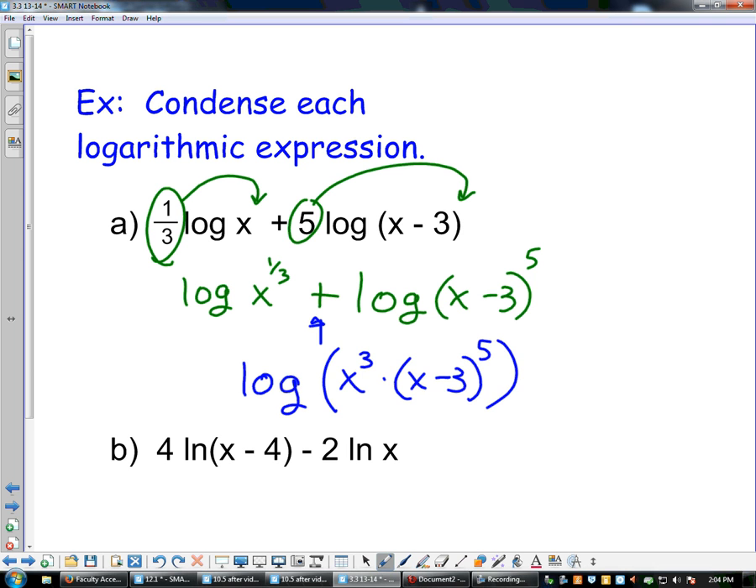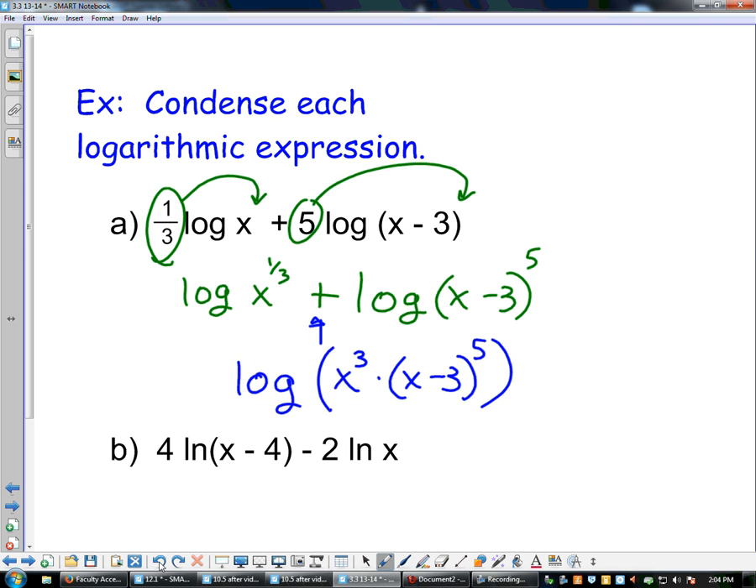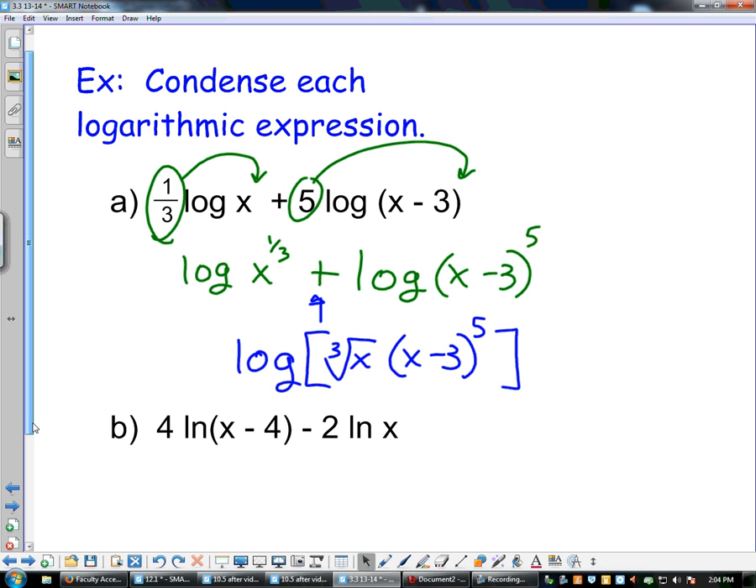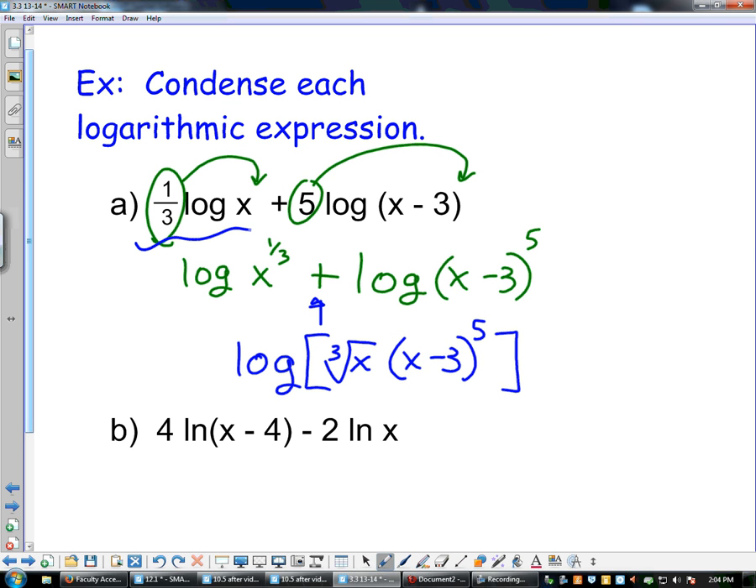Maybe it would look a little bit better if I used brackets here. So I'll say log of x to the 1/3, which I could actually write as cube root of x, times x minus 3 to the 5th. And I put the whole thing in a bracket. That is condensing. This was the expanded form, if you will, and this is the condensed version.